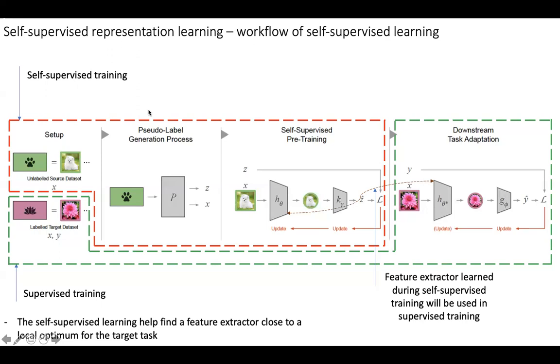The intuition behind this, basically the motivation for self-supervised learning, is that this training can help us find a feature extractor pretty close to the local optimal feature extractor for this target task. Since it's very close, we can simply fine-tune it a little bit to get a really good feature extractor for the target task here.